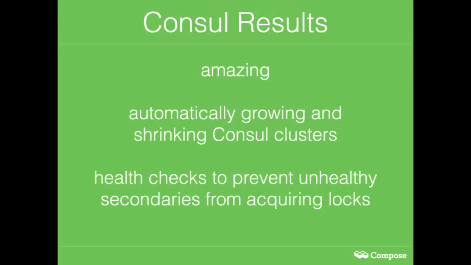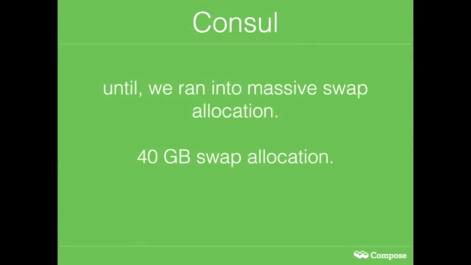The results of our Consul prototype, where we just wanted to see if we could do HA failover: it was awesome. Consul allowed us to shrink and grow our Postgres clusters. Whenever we would deploy a new Postgres to a cluster, so let's say we had two data nodes and we wanted to deploy another one, we could deploy a Consul with it. Consul would join in on that cluster, and it was growing and shrinking. We could remove one of them, and it worked really well. And then health checks prevented unhealthy secondaries from acquiring the lock.